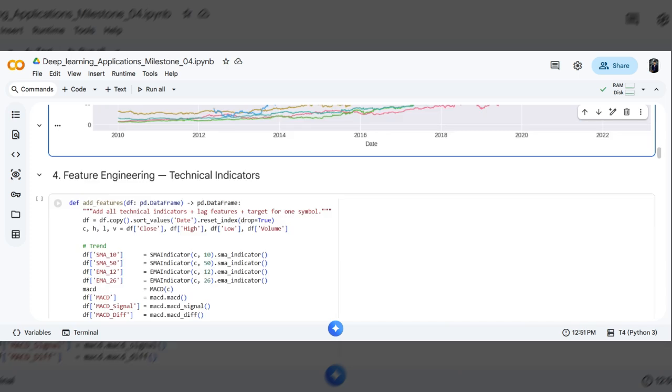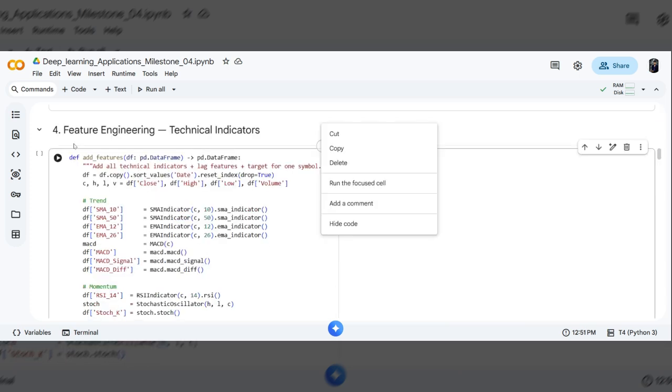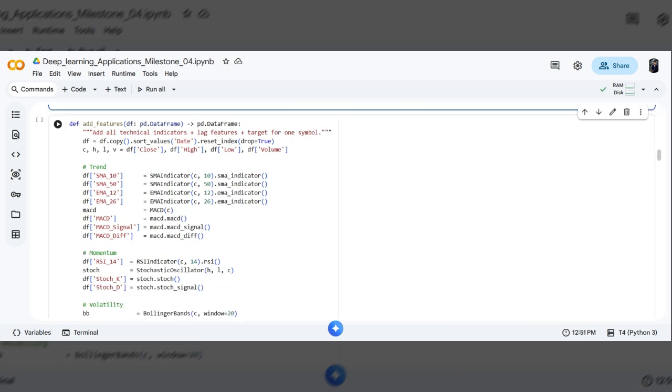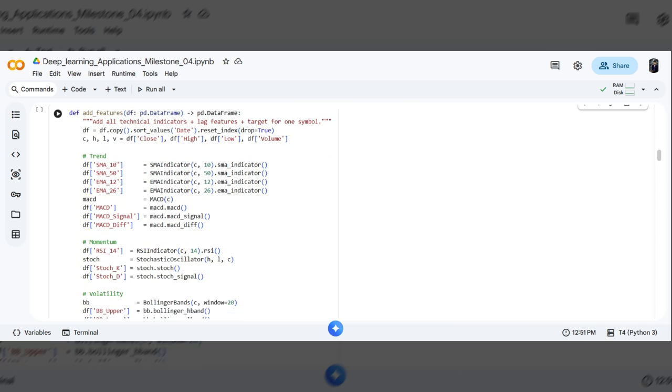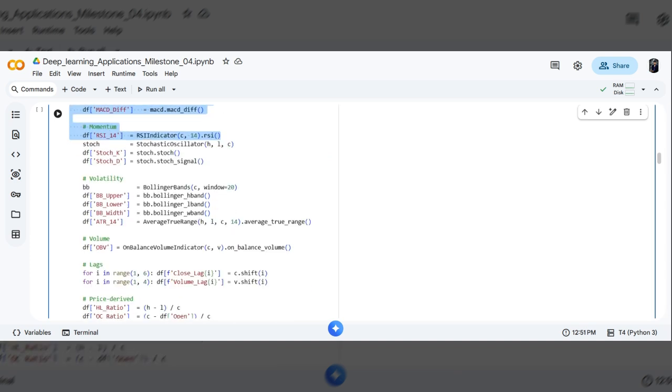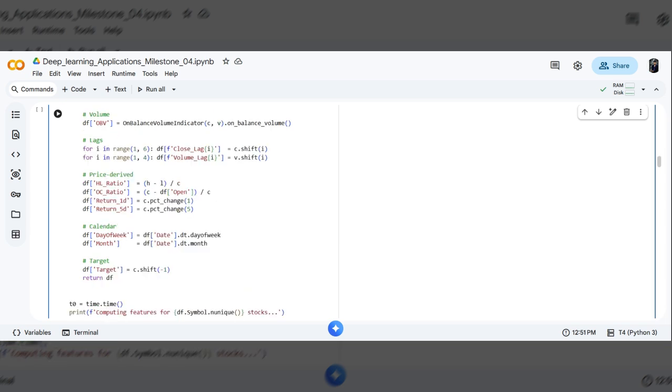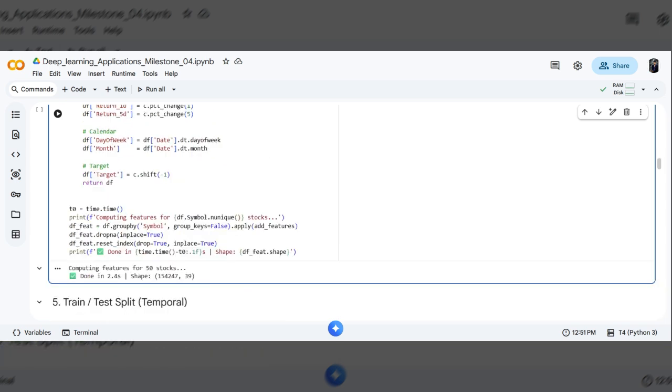The most important step in the project is feature engineering and technical indicators. I created technical indicators such as simple moving average, exponential moving average, MACD, relative strength index, Bollinger Bands, and stochastic oscillator. These indicators help the model understand market trends and momentum. I also created lag features so that the model can learn from past values.